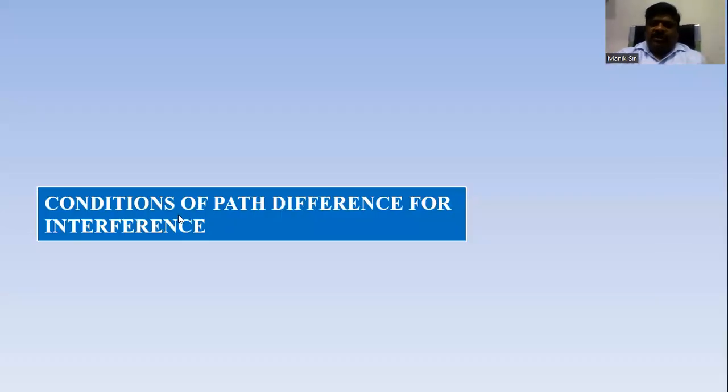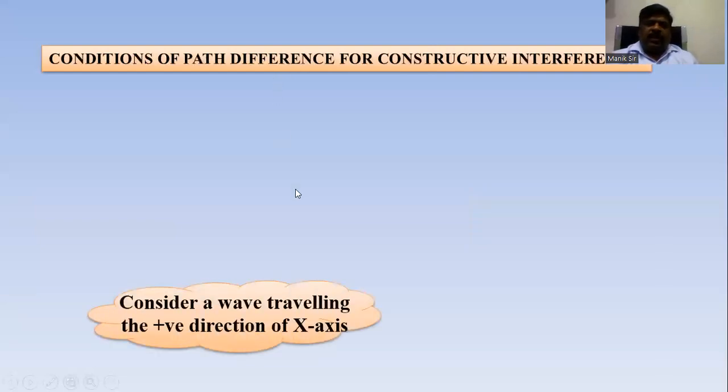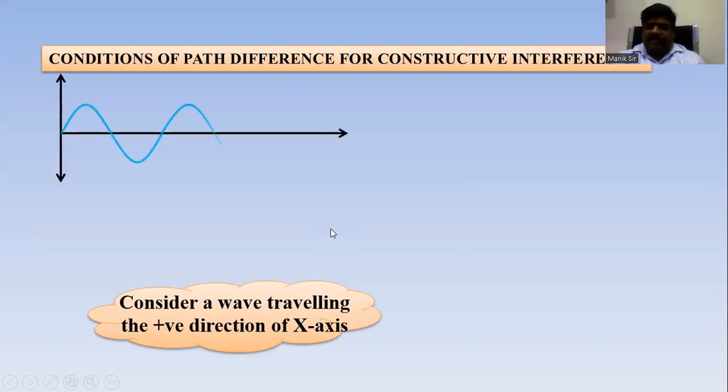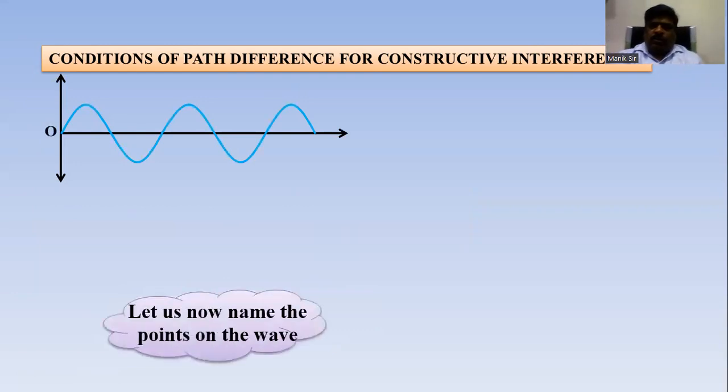So my dear students, this is about the condition of the path difference for interference. Consider a wave traveling in the positive direction of the x-axis. So this is the x-axis, this is the y-axis. The plane of vibration is along the y-axis and the wave is traveling along the x-axis. Name these points A, B, C, D, E.